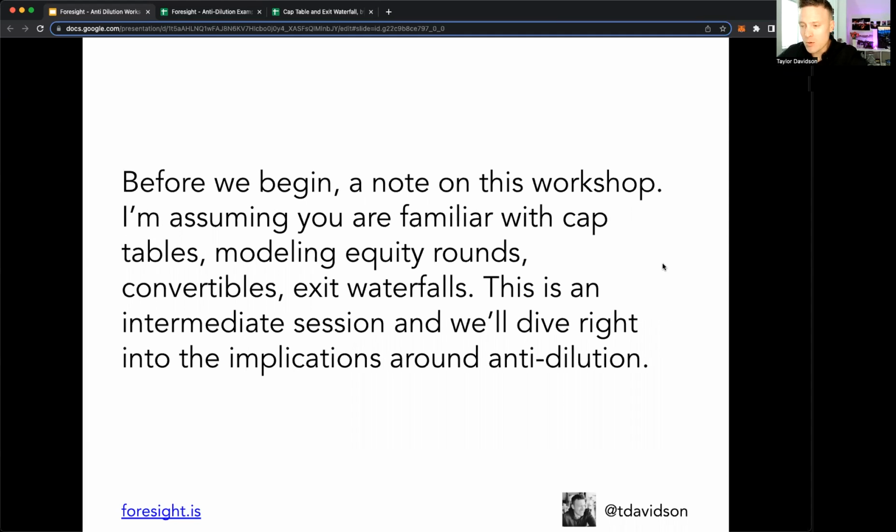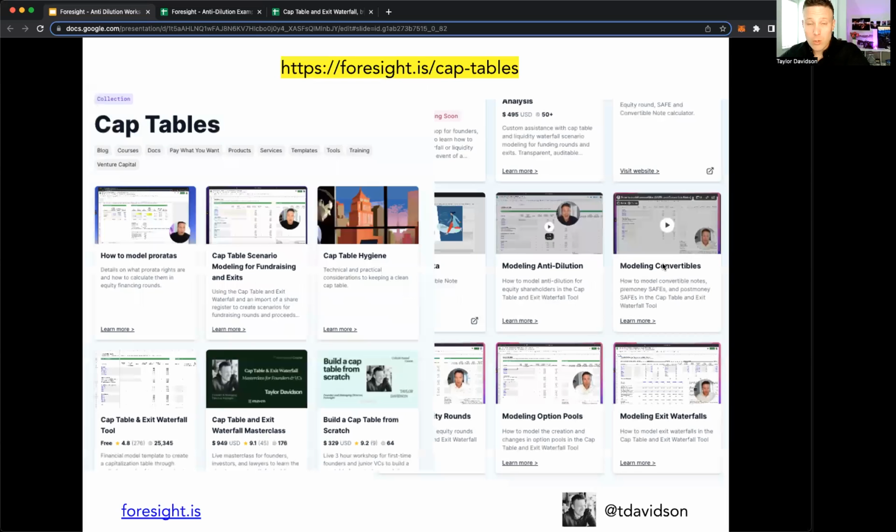And then as a general note, in this workshop I'm jumping into a more advanced topic. So the framework of this is, I'm assuming you're familiar with modeling equity rounds, cap tables in general, what the terms and terminologies mean around valuation and how to do basic math around cap tables, and that you understand how to model convertibles and those things. So this is an intermediate level session. If you don't know those things, I have a bunch of articles on the web, foresight.is/cap-tables.